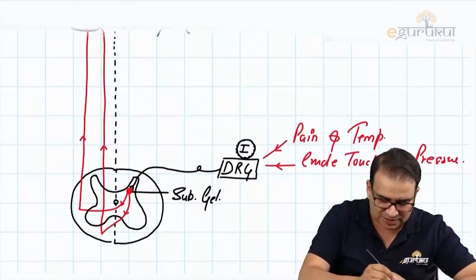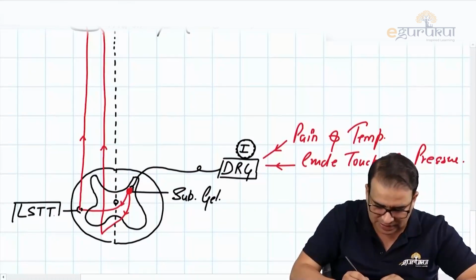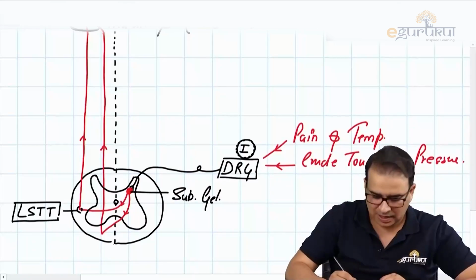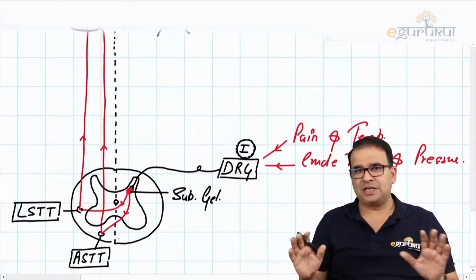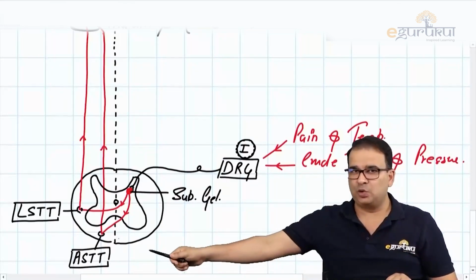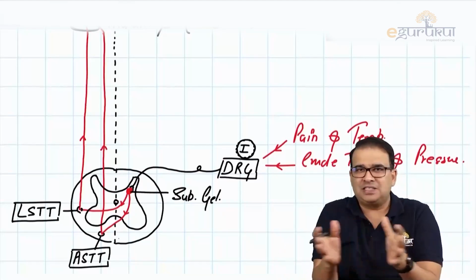Let me name these tracts in the lower part only here. So at the level of the spinal cord only, this tract will be called the lateral spinothalamic tract. I'm writing in short, LSTT, lateral spinothalamic tract. Whereas this tract here will be named the anterior spinothalamic tract. You already know the difference, guys. Anterior was carrying the crude touch and pressure, and lateral spinothalamic tract was carrying pain and temperature. So now we have these fibers separated.